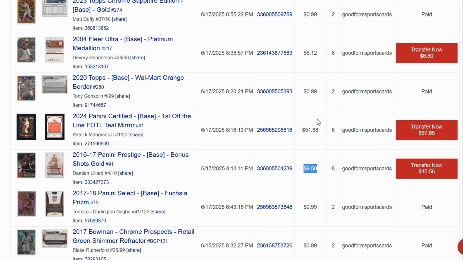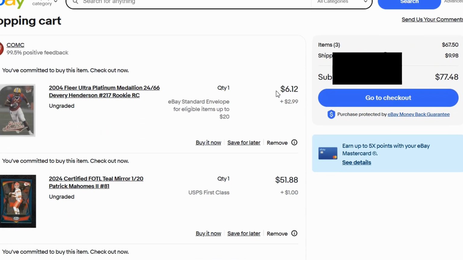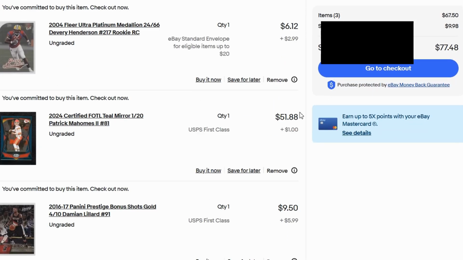So now we're going to go over to eBay and see what that looks like in the shopping cart. Okay, now you can see the shopping cart here. It has the bid amounts in here again. 612 for the Platinum Medallion, 51.88 for Mahomes, 9.50 for the Damian Lillard. But you'll see, because I haven't reached the shipping threshold of $14.99, I'm not receiving the shipping discounts I did in the previous example. So here, this would be an elite level card that was added in.